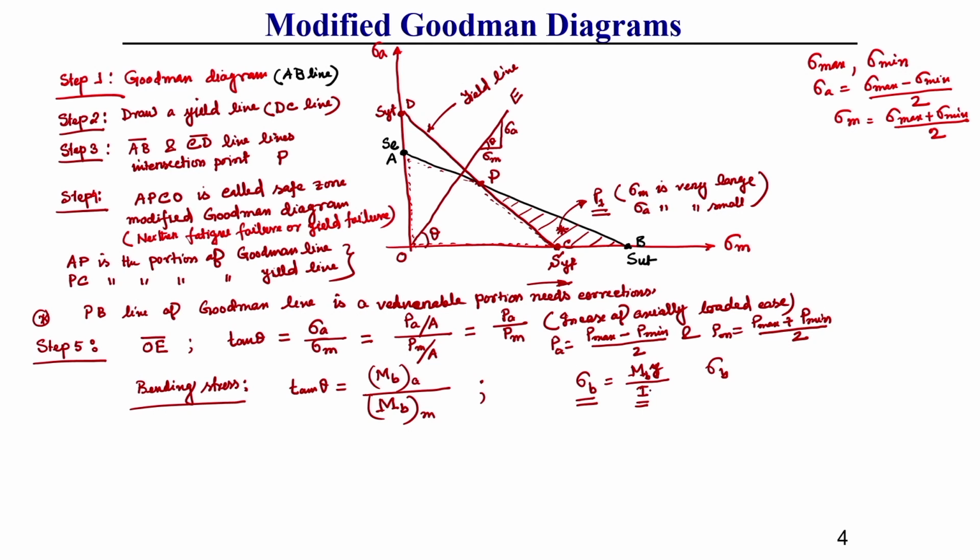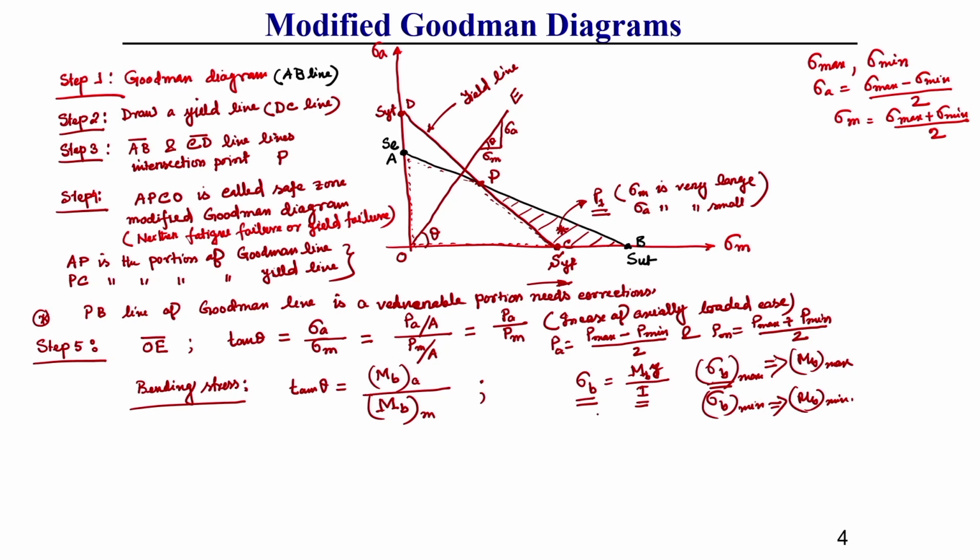Because y and I for a particular structural component will generally be constant, it depends on the M B value. So sigma B will be maximum when the bending moment is maximum. Similarly, sigma B will be minimum once the bending moment is minimum.